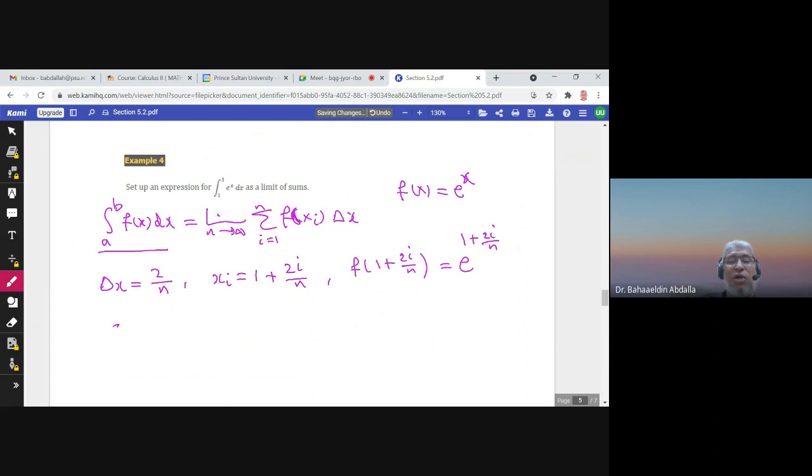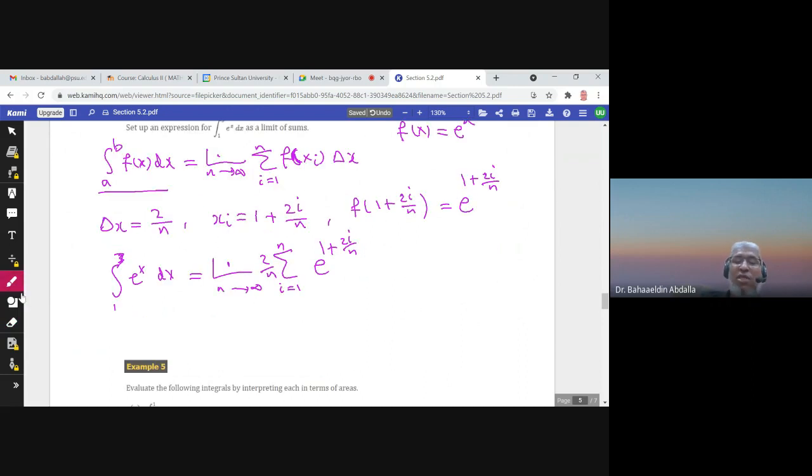That's it. So I can write the integral from 1 to 3 of e to the power x dx and express this integral as a limit of sum. So it's the limit when n goes to infinity, summation from 1 to n, f of x i, which is e to the power 1 plus 2i over n, times delta x, which is 2 over n. You can take 2 over n outside or leave it inside the sum. Both are correct. So that's the answer.